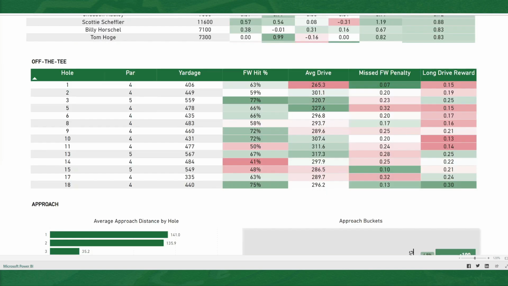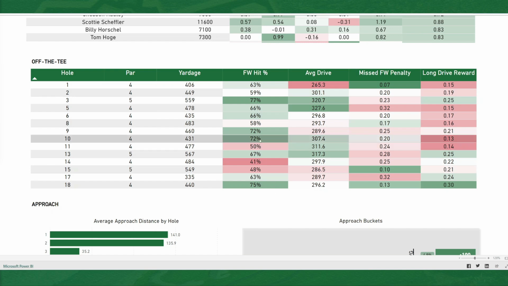The off the tee section is a real deep dive into the shot by shot information available in the RickRunGood database, breaking down each tee shot that the golfer will hit for each hole. It shows a variety of different factors that will essentially show who is going to separate themselves from the rest of the field. Notice there's no par 3s here. These are just your tee shots on par 4s and par 5s.